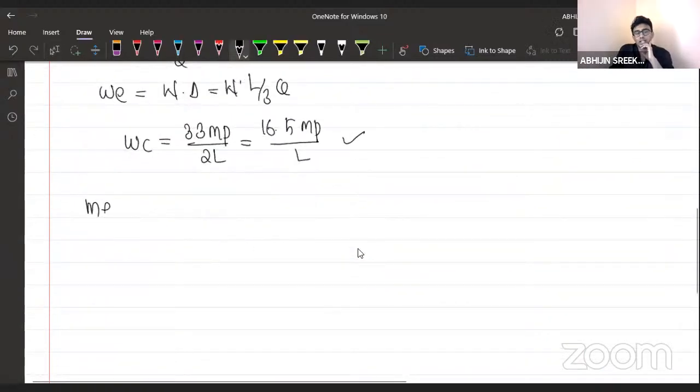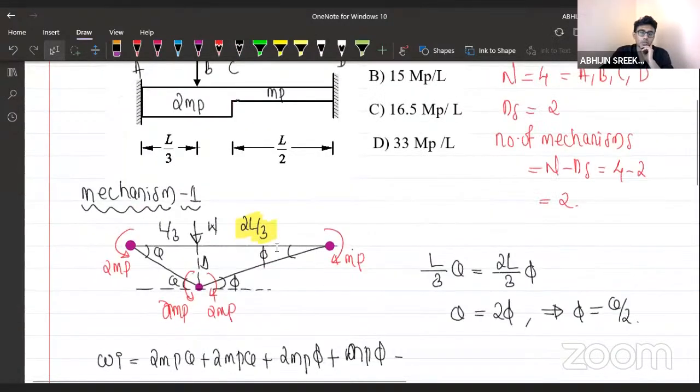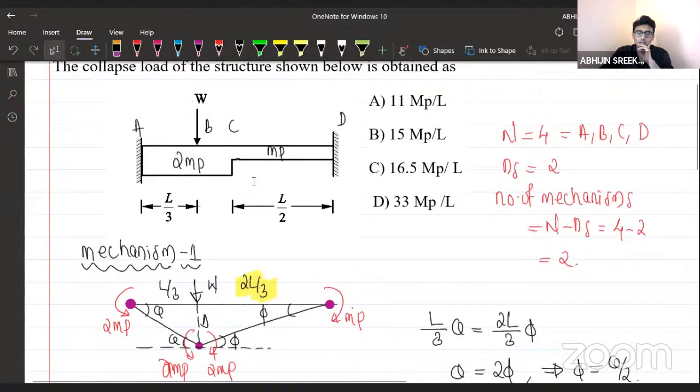And similarly, I can find it for mechanism 2. This is mechanism 2. How to draw it for mechanism 2? What is the next possible mechanism? The next possible mechanism here is the possibility of formation of the hinge at the point C. At the point C, yes.